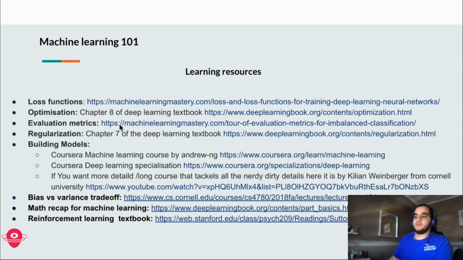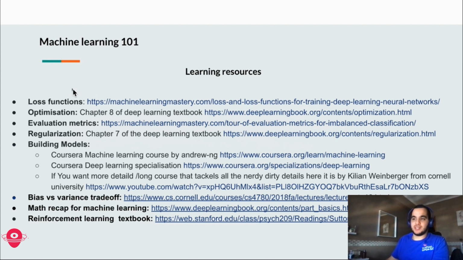Evaluation metrics: when you should use recall, when you should use loss, errors, and such. This article is a tour that gives you the difference between all of those. When it comes to regularization that we talked about, the dropout, L1, L2 norms, the bagging, chapter 7 from the deep learning textbook actually does exactly that.